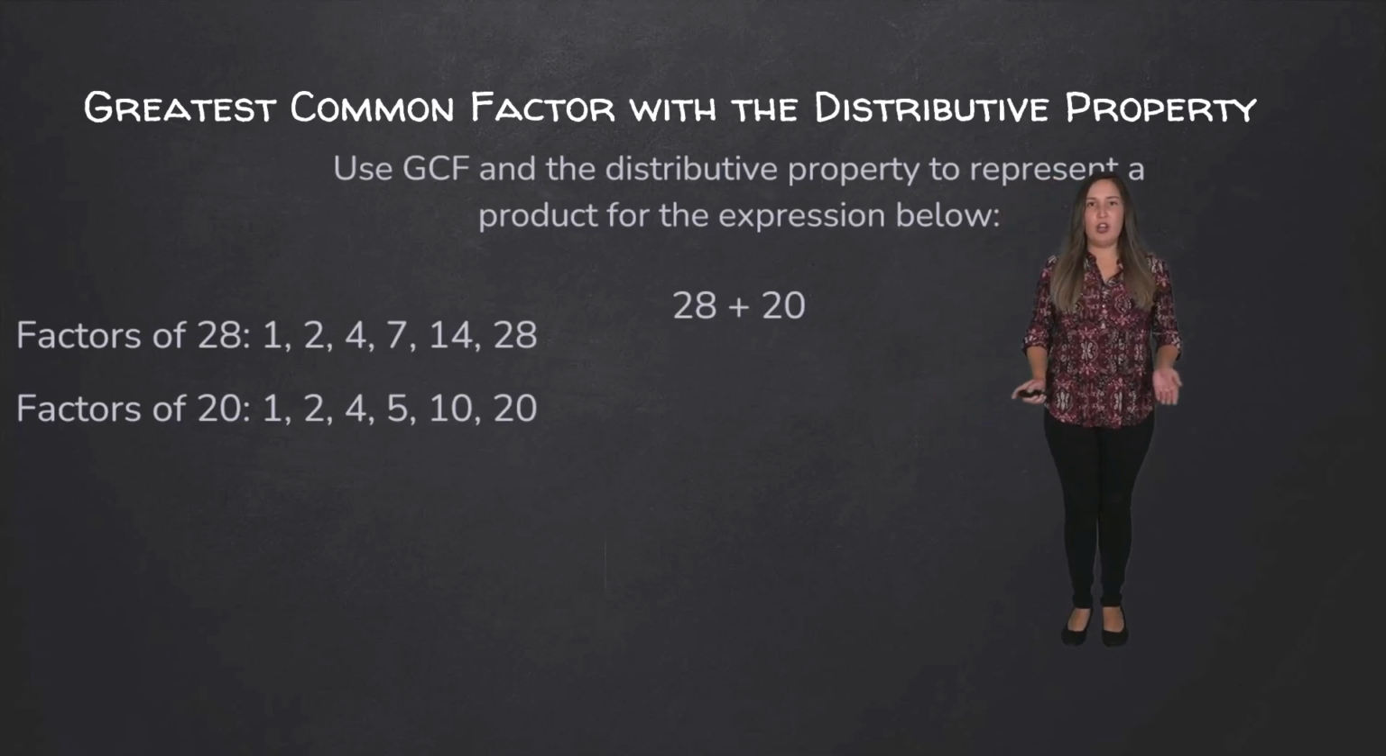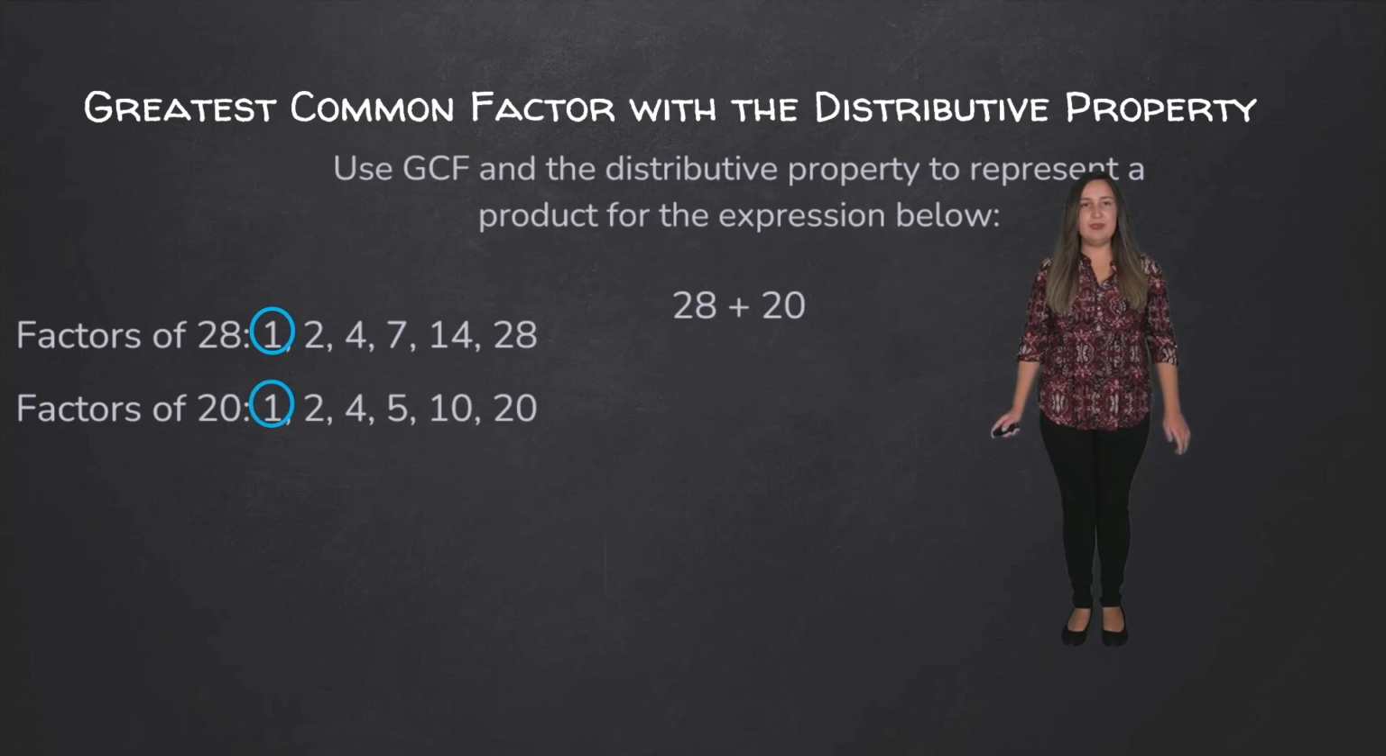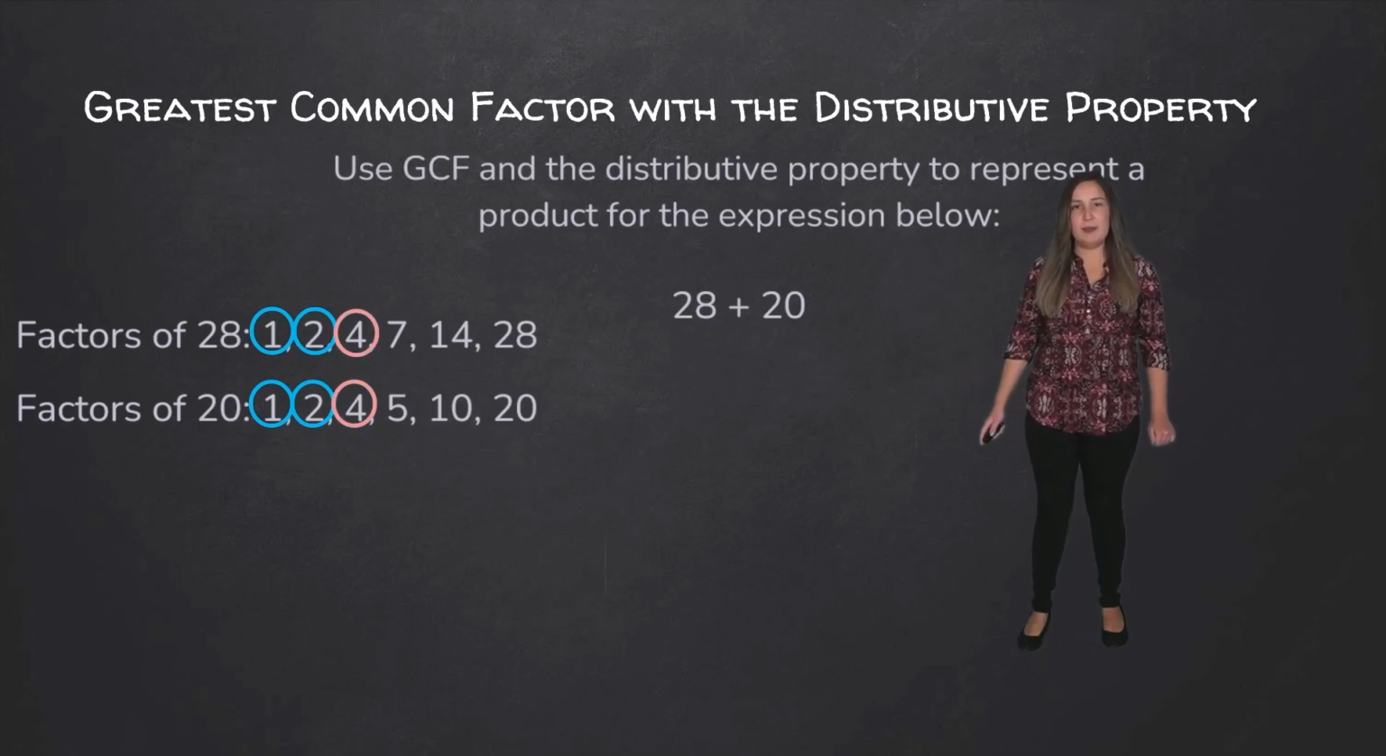Now that we have all our factors for each number, let's see what factors they have in common. So they both have a common factor of 1. They both have a common factor of 2. They both have a common factor of 4. And that's it, making 4 our greatest common factor.